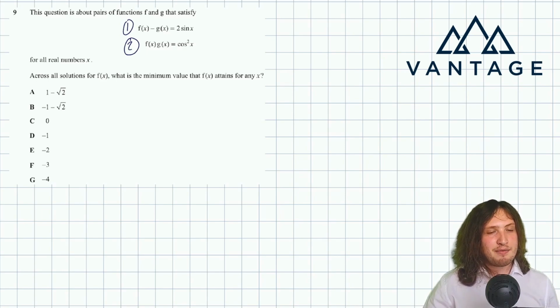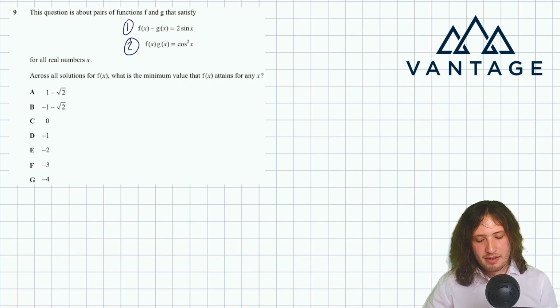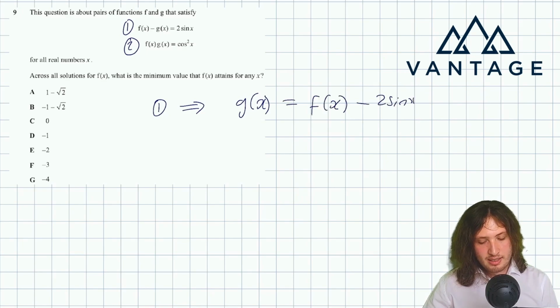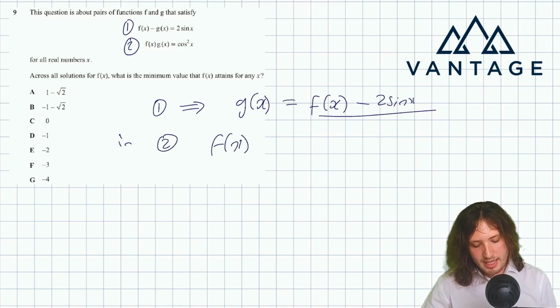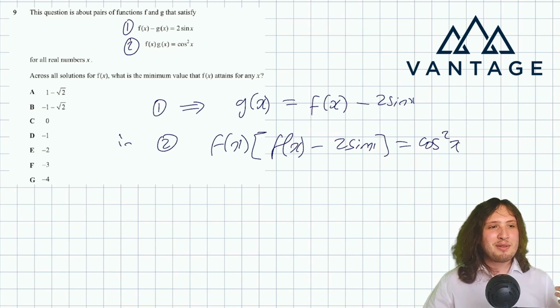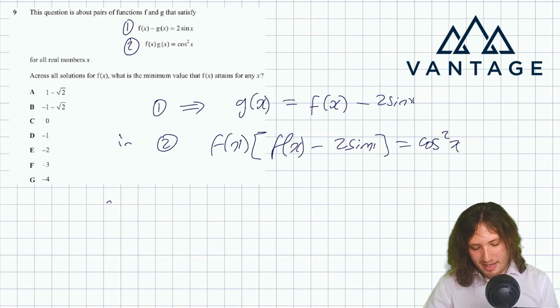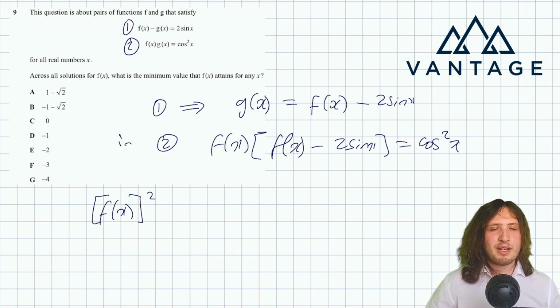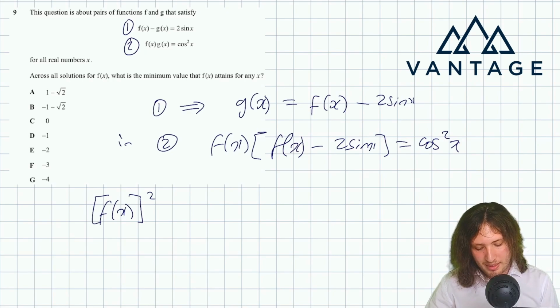If I want to solve these equations for f, I might as well start by using equation 1 to eliminate g, so g is going to be f minus 2 sine x. I can plug that into equation 2, replacing g with this. So I get f of x times f of x minus 2 sine x is equal to cos squared x. This really is a quadratic in f. It may seem slightly perverse to have a quadratic where the variable is itself a function, but it's no different to when we have a hidden quadratic having substituted something. It's a perfectly reasonable situation to be in.